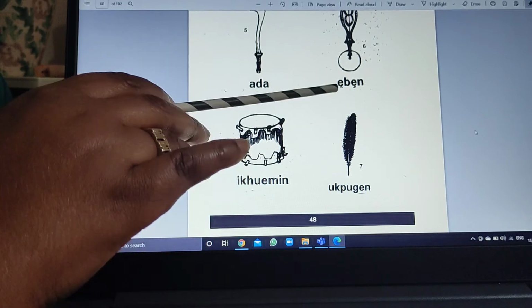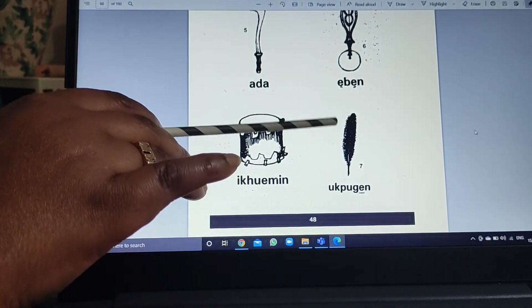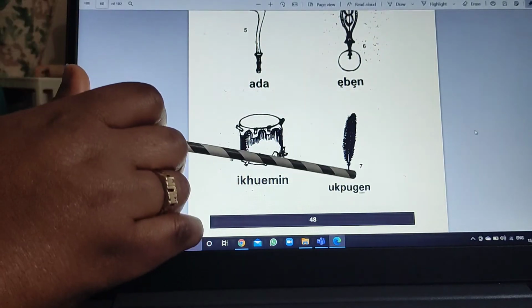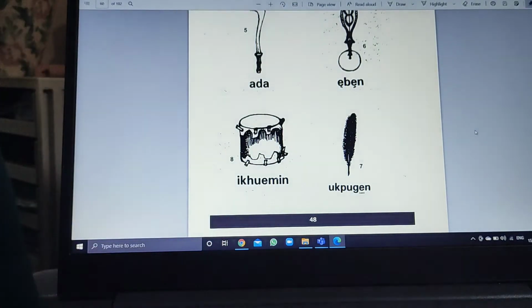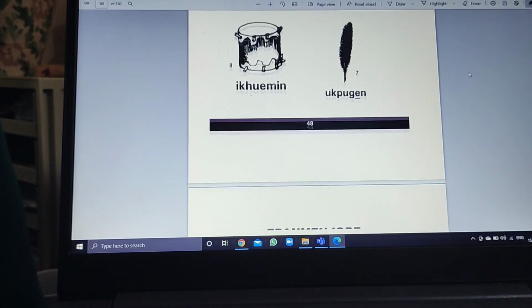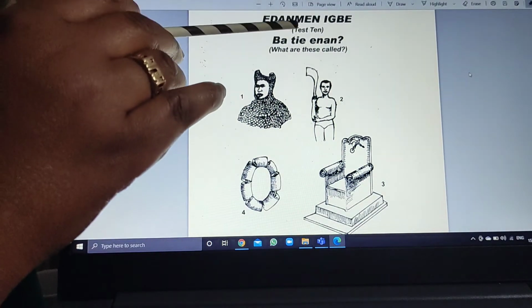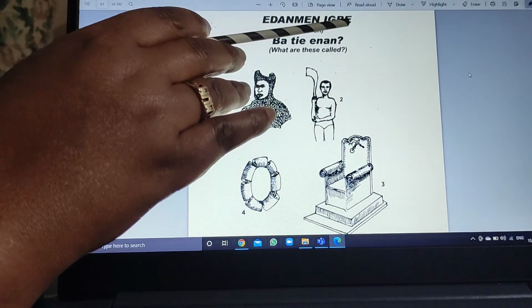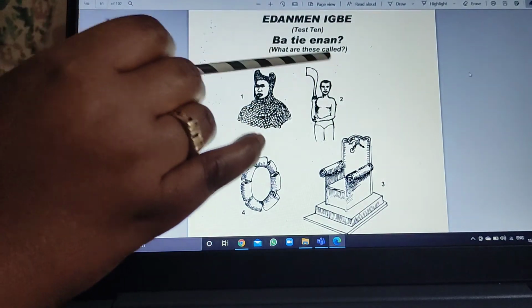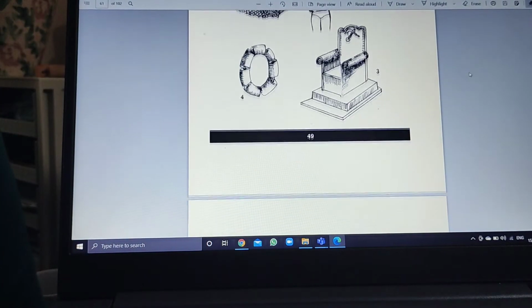So it's not just that they are special feathers, they are usually bigger than the normal chicken feathers you will see. So these are special ceremonial feathers. And that's the end of that. That's the Edame again. Test 10. Edame, Igbe, Bati, Ena. What are these called? So you are expected to answer those.